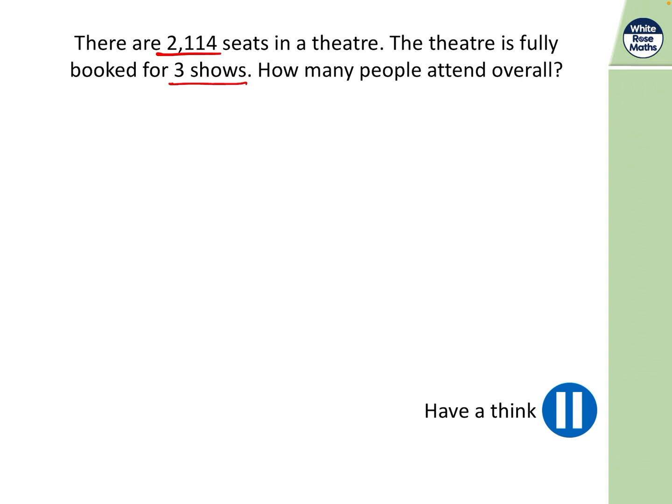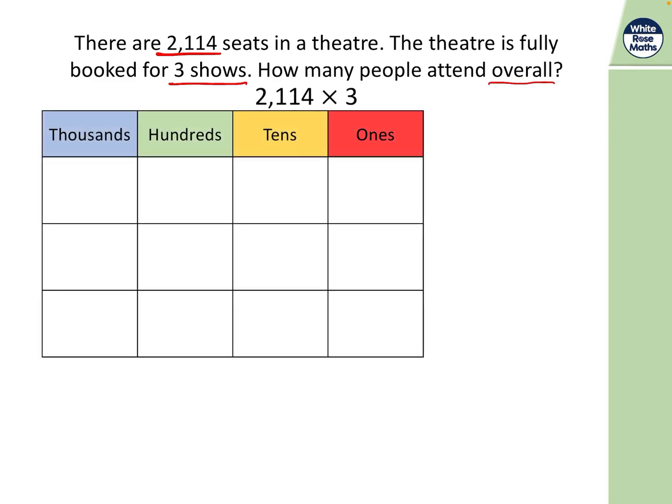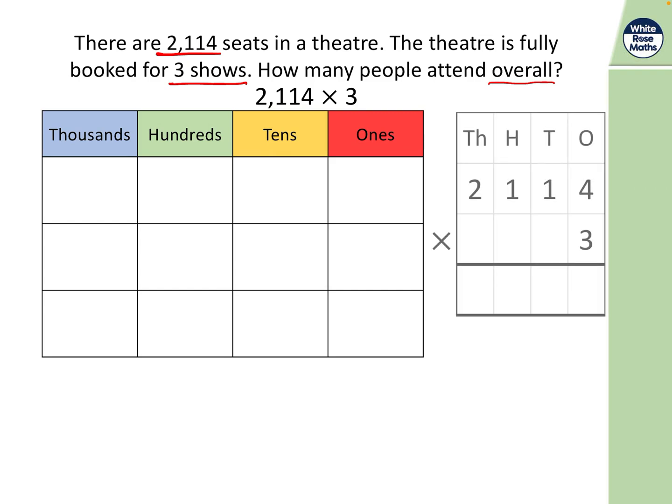So highlighting. There are seats in a theatre. It's fully booked for 3 shows in a row. So that's telling me I need 3 lots, or 3 shows' worth, of 2,114, and then we're going to look at this overall. So all of them all together almost. So that's our calculation, our number sentence up here. We call this a number sentence. We've got our place value grid, and we've got our formal written method.